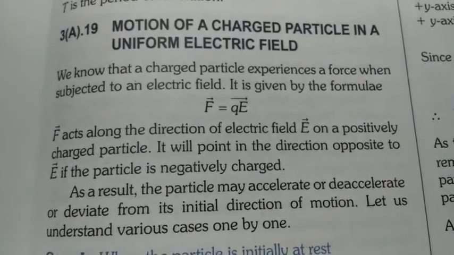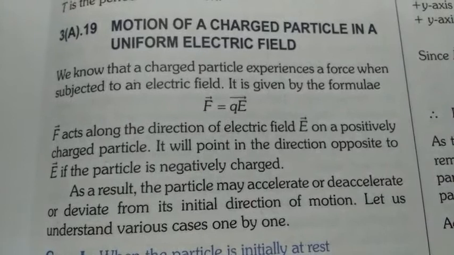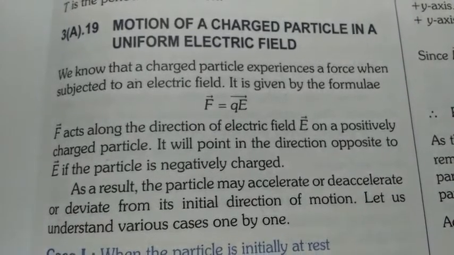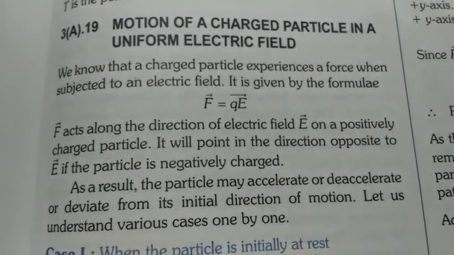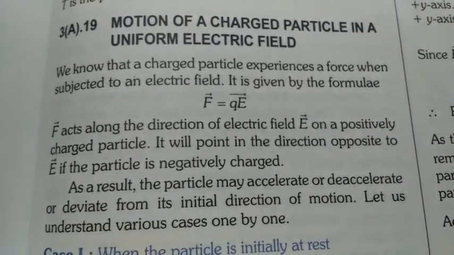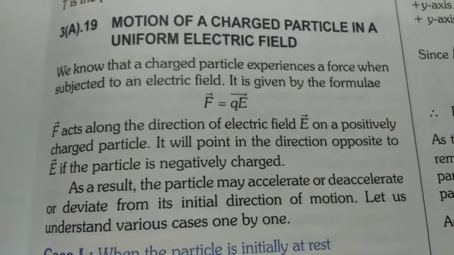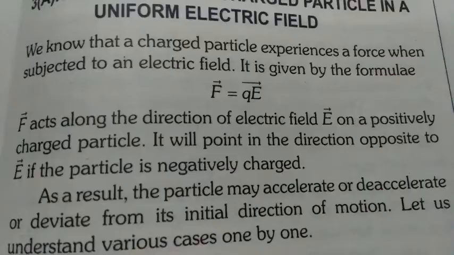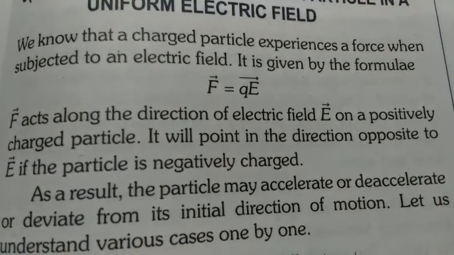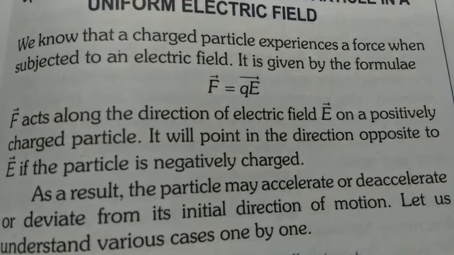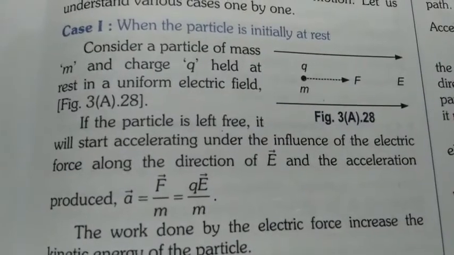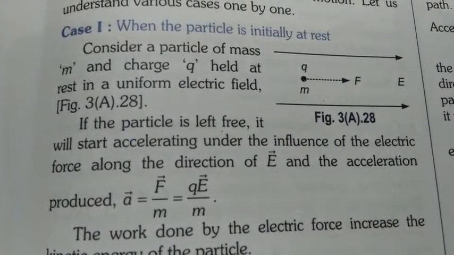Now let's discuss motion of a charged particle in a uniform electric field. When the charged particle is moving in an electric field, the force experienced by the particle is given by this formula, F equals QE, where Q is the charge on the particle and E is the strength of the electric field. Now let's discuss different cases.